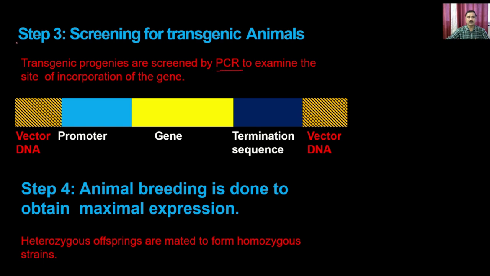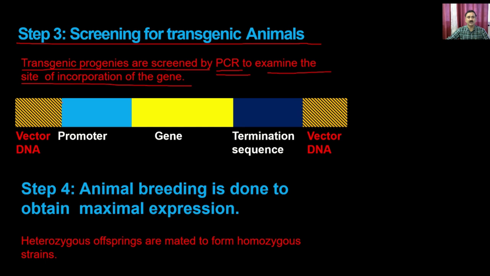So you are going to do the screening of transgenic animals. Transgenic progenies are screened by PCR to examine the site of incorporation of the gene. So you are going to go for this particular type of cassettes. In this particular PCR, you have the choices.